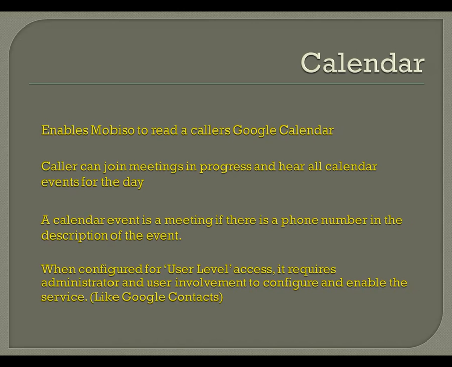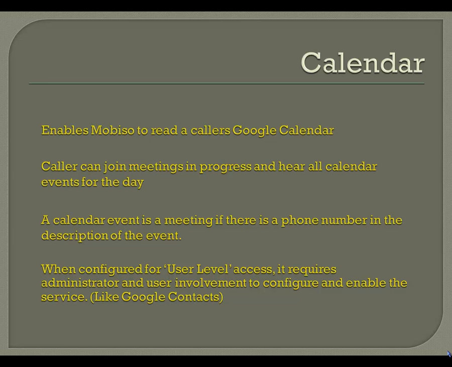Enabling the Google Calendar service will allow Mobiso to read the caller's calendar, allow the caller to join meetings in progress, and to hear calendar events for the day. An event is considered a meeting if the system is able to determine that there is a phone number within the description field of the calendar event.